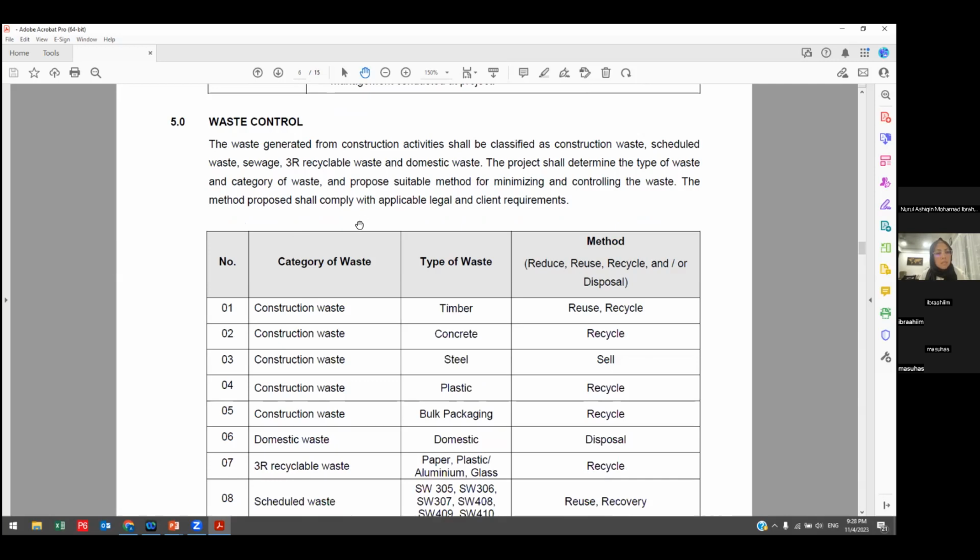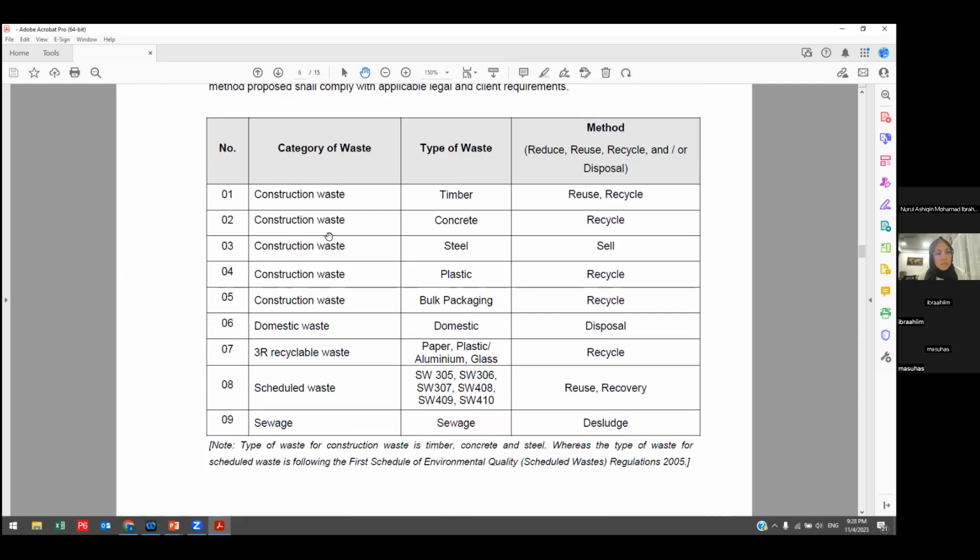And then they have the waste control, category of waste. Here we categorize construction waste, domestic, 3R recycled waste, scheduled waste, and sewage. So it might be different from other projects. So this is how Sunway categorizes the waste. And then the types of waste: timber, concrete, steel, plastic, bulk packaging, domestic, paper, scheduled waste, and sewage. And then the methods we are going to control this: either reuse, recycle, sell, disposal, or reuse and recovery.